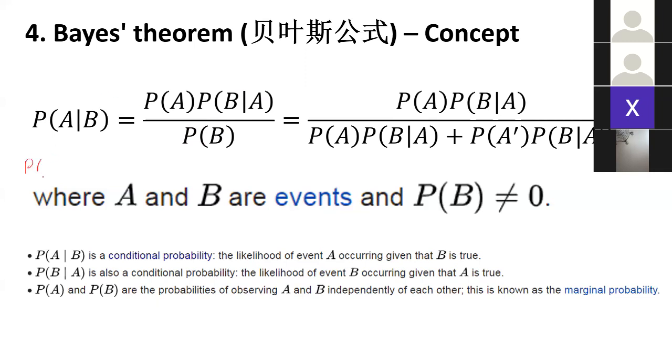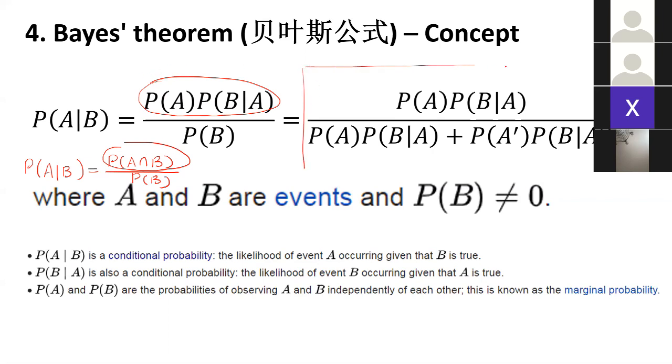Why? Because according to the conditional probability, the probability of A given B is actually the probability of A intersect with B over the probability of B, right? And also we know that the probability of A intersect with B can be rewritten as the probability of A times the probability of B given A. This is by definition of the conditional probability, right? Remember, there's a product form of the conditional probability. So this is the first part.